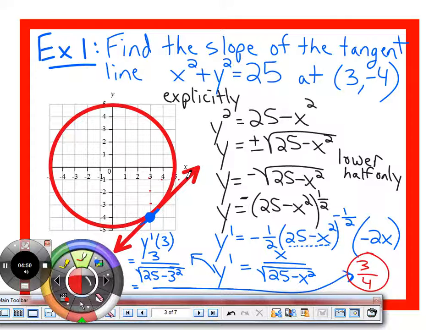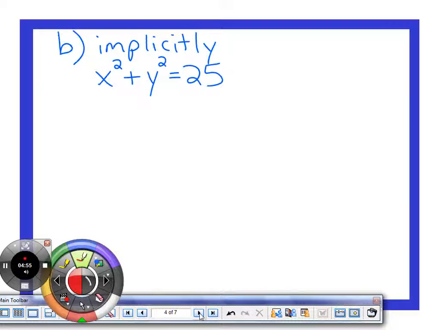Okay? That's how we could do it explicitly. So let's take a look at today's lesson a little bit more. Let's take a look at how we could do this implicitly.